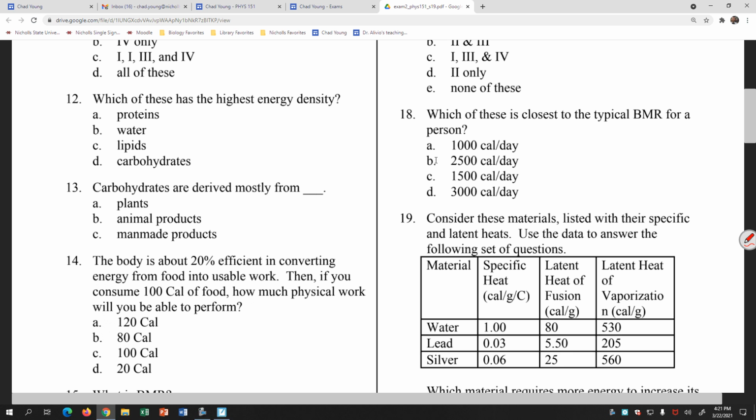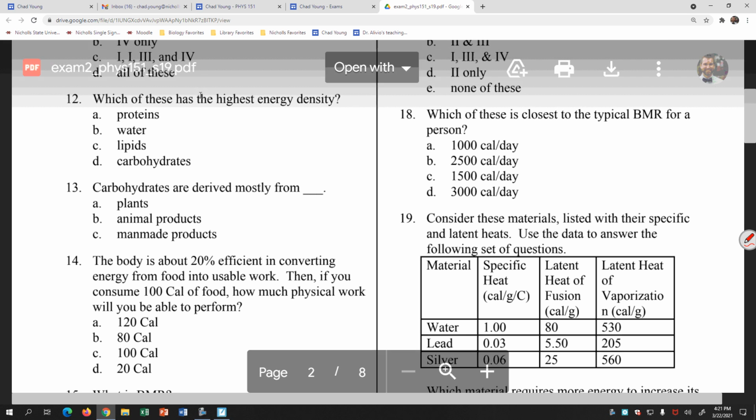Which of these is closest to the typical BMR for a person? Just have a rough idea. The BMR is the basal metabolic rate. Do you remember what it was? It's around 1,500 is typical. I wouldn't ask that question. Some people it's less, some people it's more. Oh, 1,500, that's the right answer.